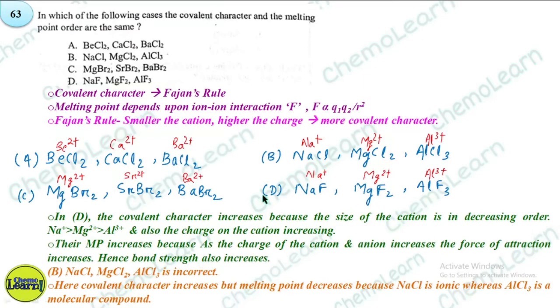And in option B, here Na+, Mg2+ and Al3+ are there. So here size is decreasing, that means covalent character is increasing, but the melting point is decreasing, because NaCl is ionic whereas AlCl3 is a molecular compound. So option D will be the correct one, where covalent character and melting point are both increasing.